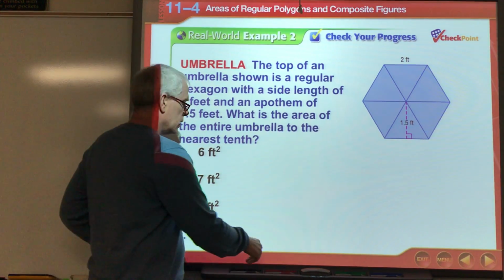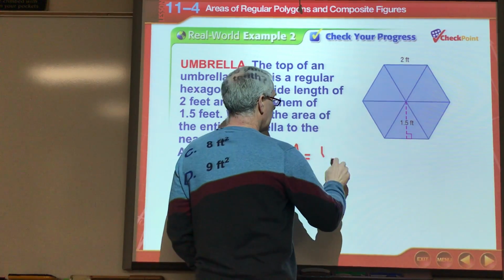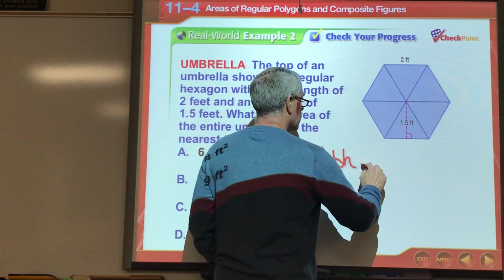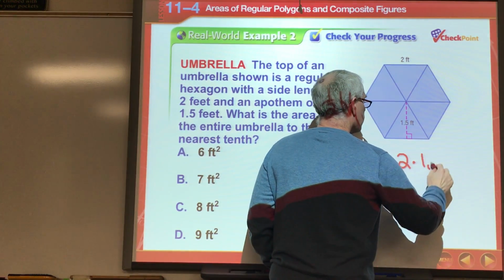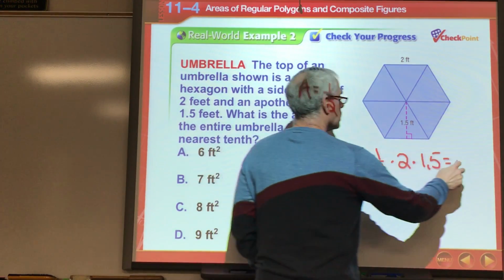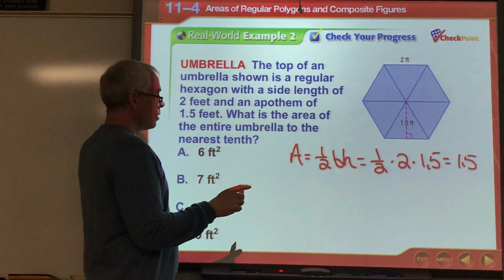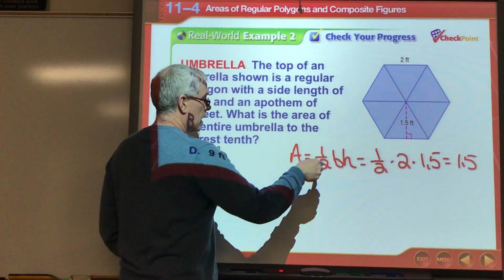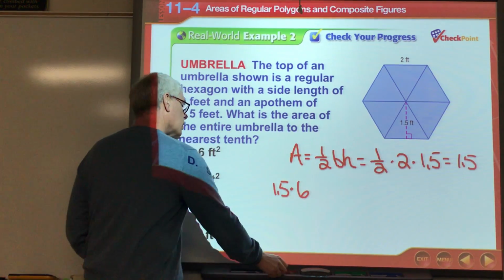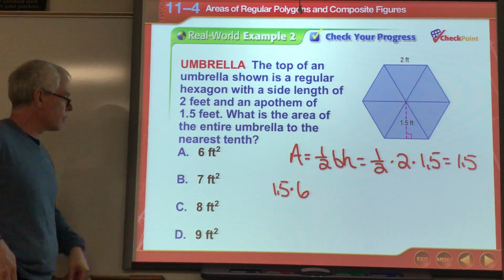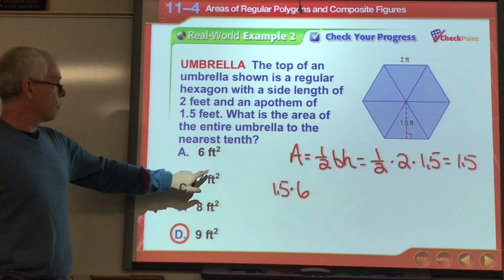All right, so step 1, we're going to find the area of just the triangle, and that's half base times height, which is 1/2 times 2 times 1.5. Half of 2 is 1 times 1.5 is 1.5. Okay, so that's the area of one triangle, but the area of the entire hexagon is going to be 1.5 times 6, because there's 6 of those. And 6 times 1.5 is 9 square feet. So that's one way to find the area of that entire hexagon.